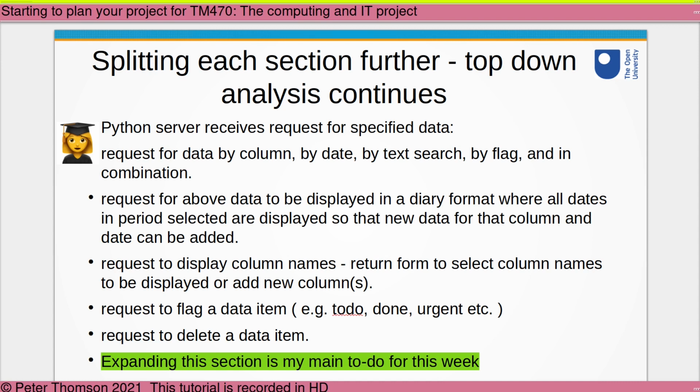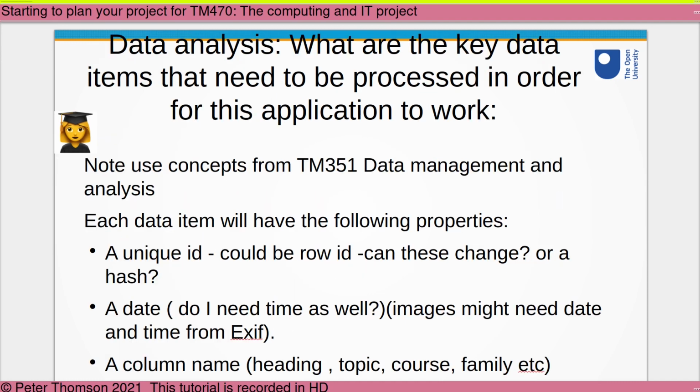Request to flag a data item, for example, to do, done, urgent, and so on. Request to delete a data item, but I still need to make some more updates to this section. It's not complete yet. Data analysis. What are the key data items that need to be processed in order for this application to work?